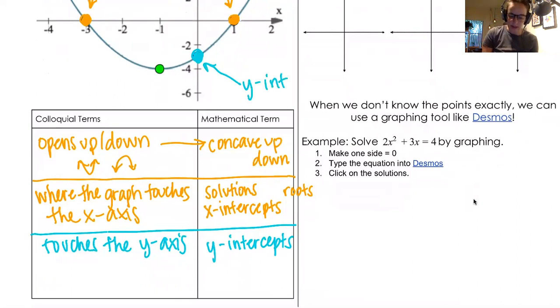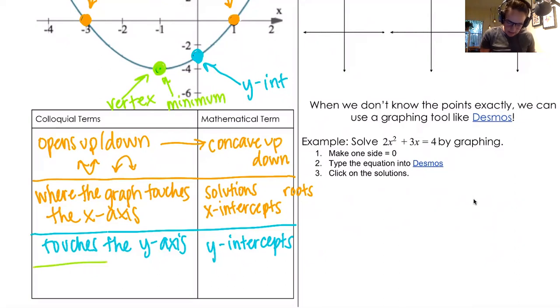And then finally, we have our green dot there. That green dot is the lowest point. And since it's the lowest point, it is the vertex. It's where the graph stops going down and starts going up again. That's called the vertex. And since it's the lowest point, it's called the minimum. It's the minimum point on our graph.